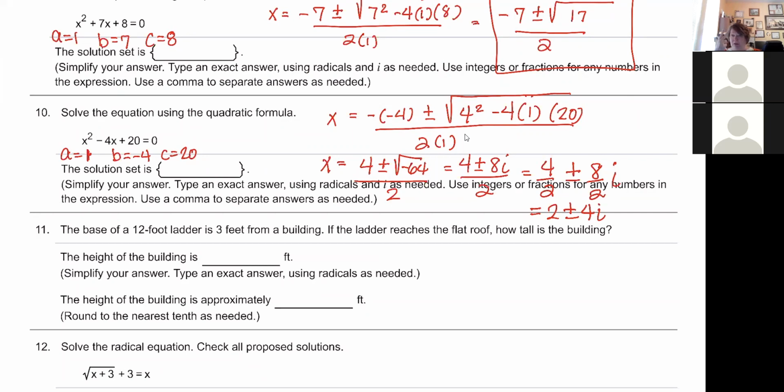You get 2 solutions and they're conjugates of each other. Is that a coincidence? No, it isn't. We'll talk about that later. But you're going to get 2 solutions, 2 plus 4i and 2 minus 4i. And you can input this into MyMathLab as 2 plus or minus 4i. It's okay with that. So we would just type that into the box, 2 plus or minus 4i.